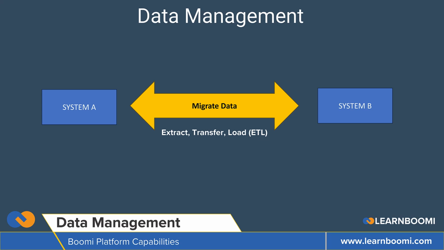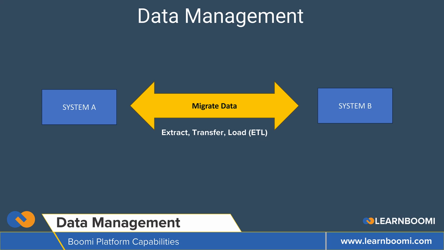Then it is the loading of data. Boomi can push the transformed data into a target system using bulk API connectors, database upsert operations, file generation, cloud application APIs, or even batch uploads. Boomi handles large batches efficiently and ensures all records get handled correctly.